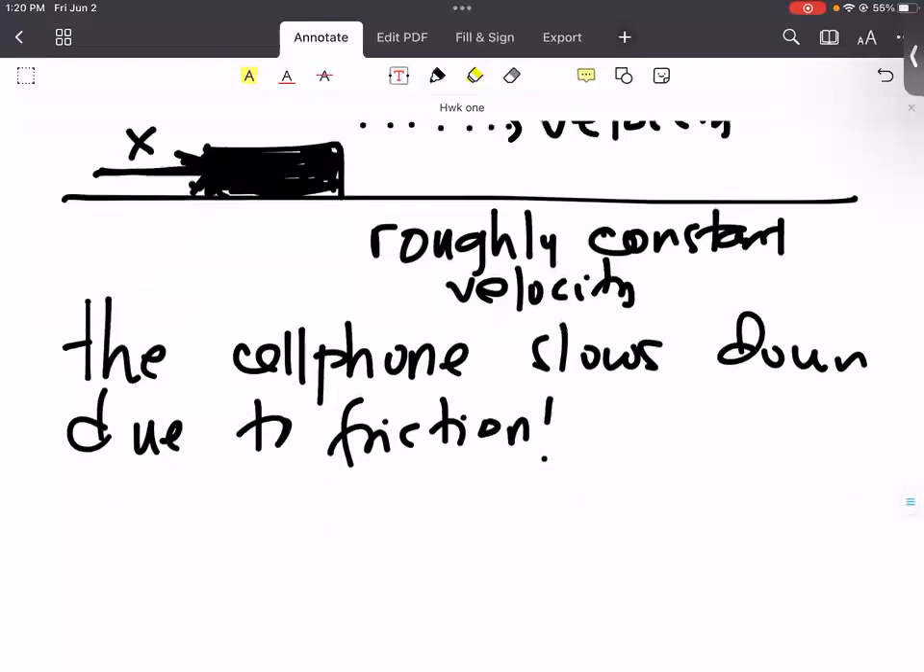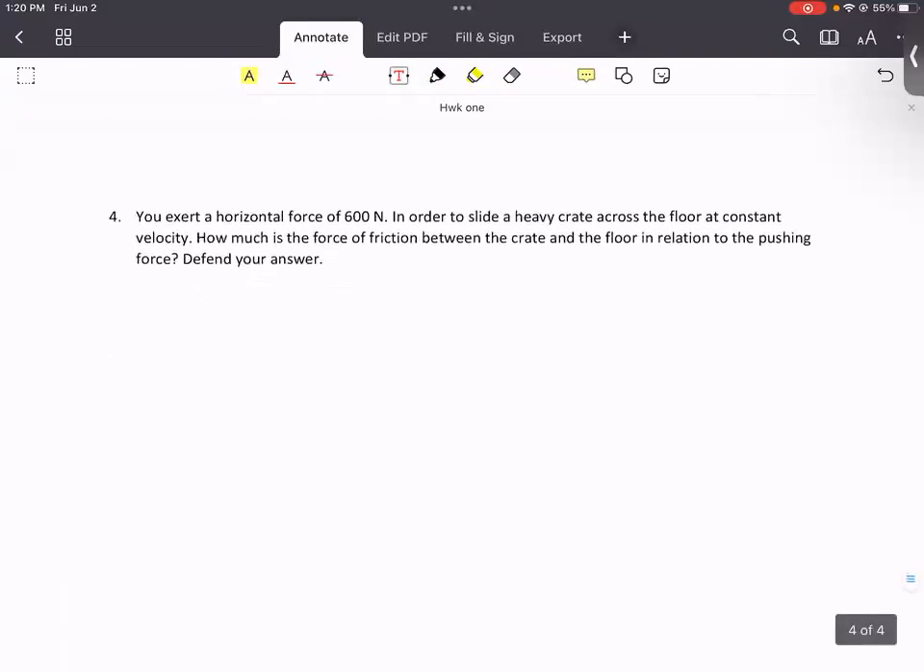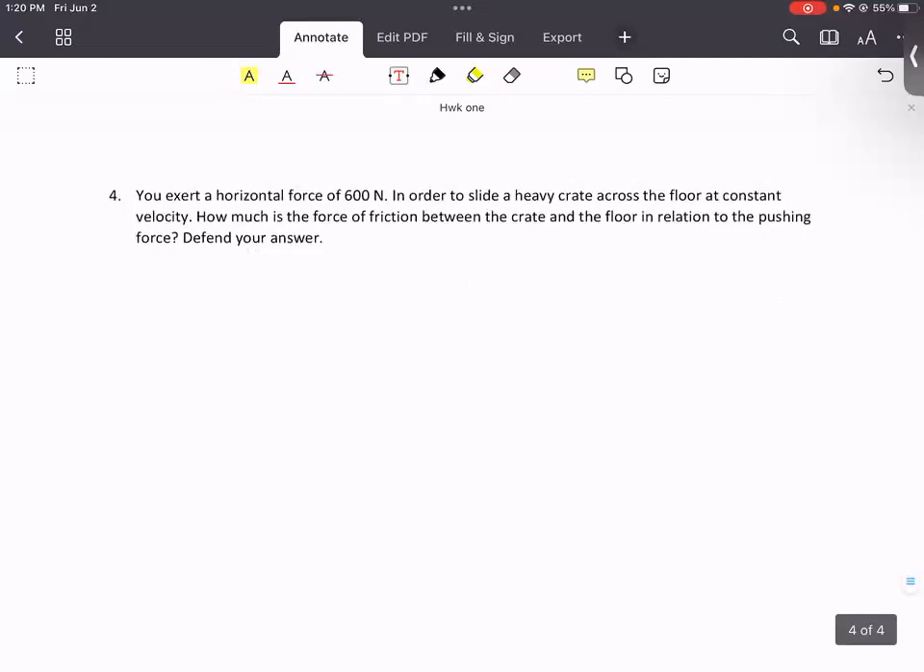Okay, let's move on to look at question number 4. Question number 4, they say you exert a horizontal force of 600 newtons in order to slide a heavy crate across the floor at a constant velocity. So there is actually a comma here. In order to slide a heavy crate across the floor, at a constant velocity.